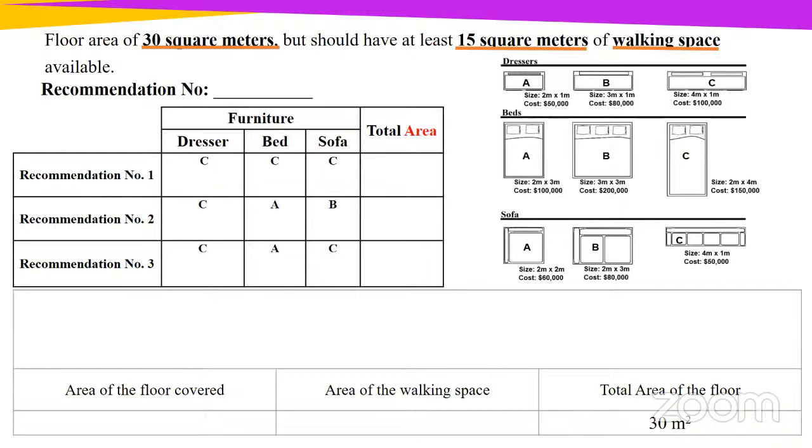Can you tell me what would be the area of dresser C? Because recommendation 1 says C, C, C. We're using dresser C, bed C, and sofa C. Can you tell me then what's the area of dresser C? Somebody just type it quickly in the chat. All right, good. I'm seeing 4 square meters. Yes. Good job. What about the area for bed C?